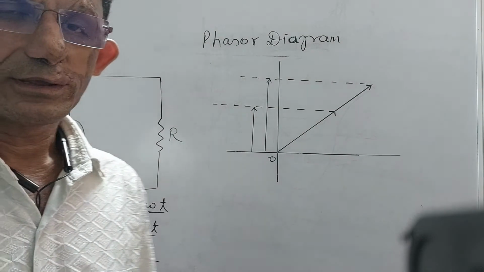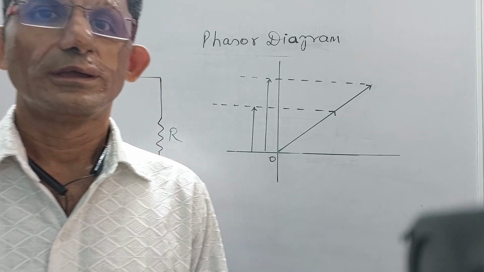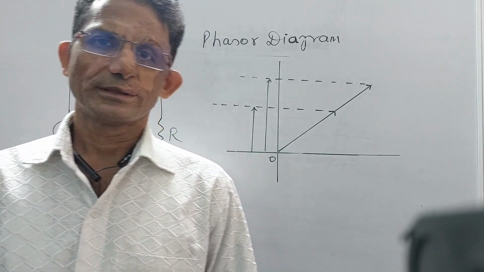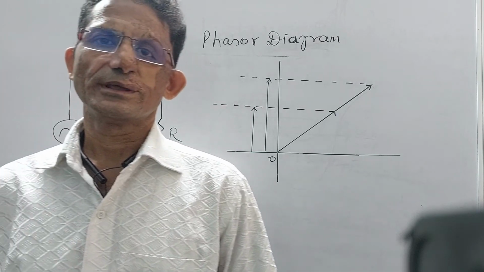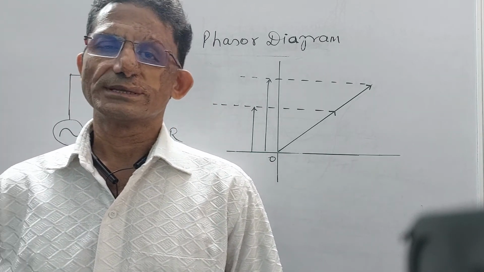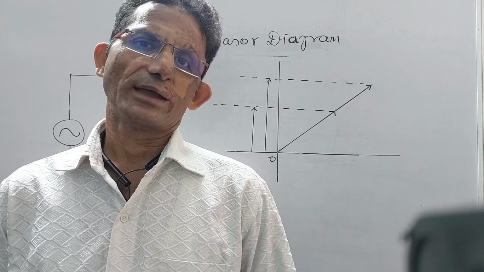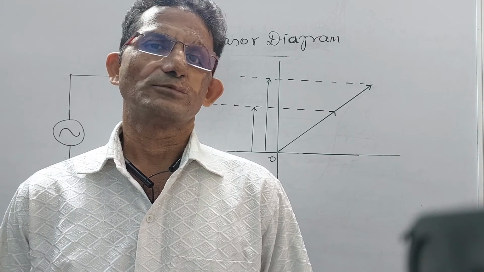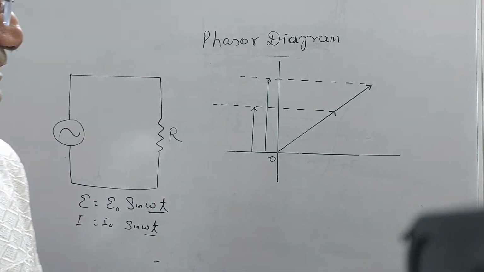Our next topic is the phasor diagram. We can represent the relation between voltage and current with the help of the phasor diagram. In phasor diagrams we represent voltage and current as phasor vectors. Phasor vectors are nothing but rotating vectors about the origin.